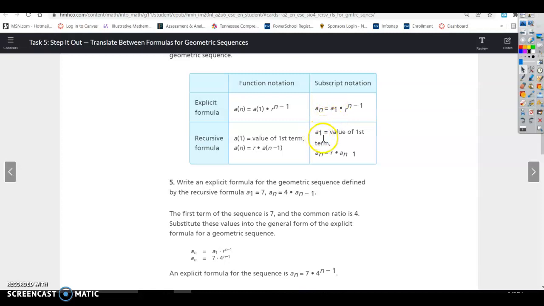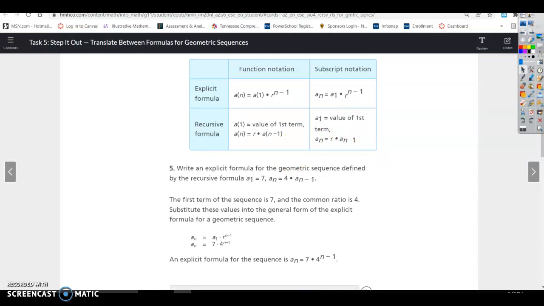And a sub 1 here and a sub n here. So subscript notation, very similar to function notation, except this one's just written as a function. A of n equals a of 1. So instead of a sub n equals a sub 1, it's just written in function notation. Same thing here with recursive formula and subscript notation.